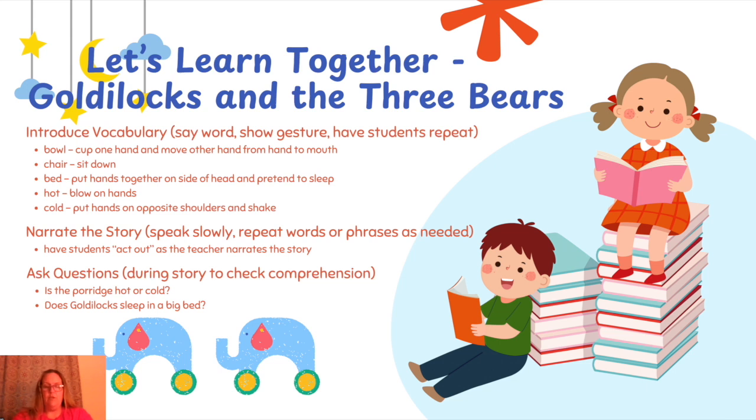So you would say, this is the story of Goldilocks and the Three Bears. There are three bears, Papa Bear, Mama Bear, and Baby Bear. They live in a house in the forest. They have three bowls of porridge. So when you said bowls, you would do that. Papa's is hot.